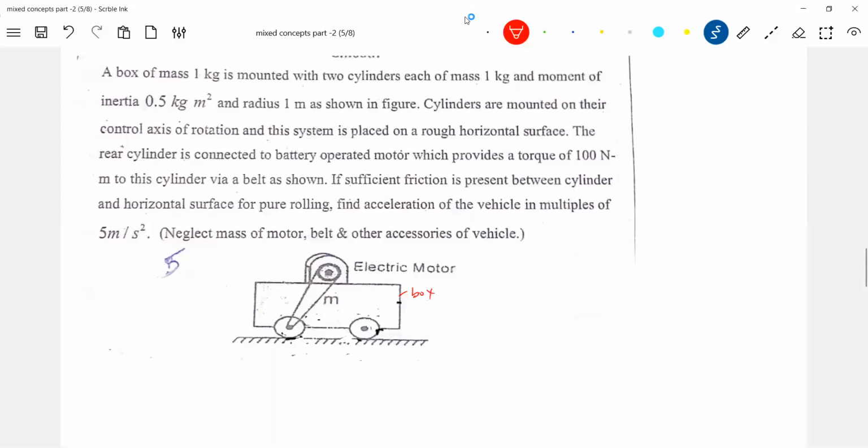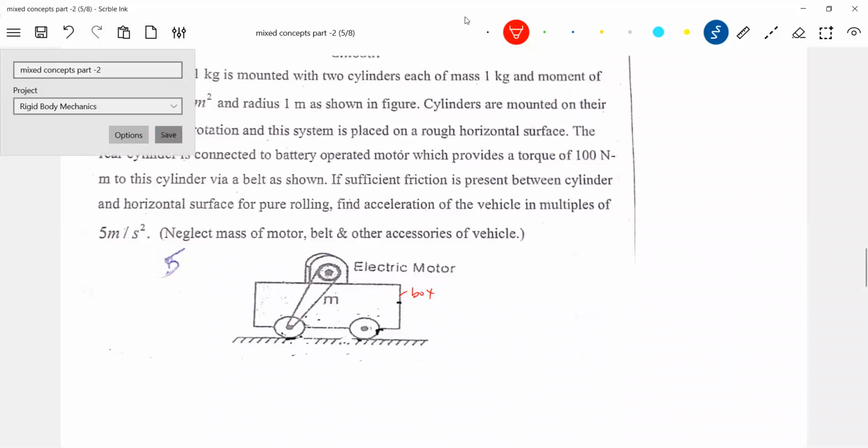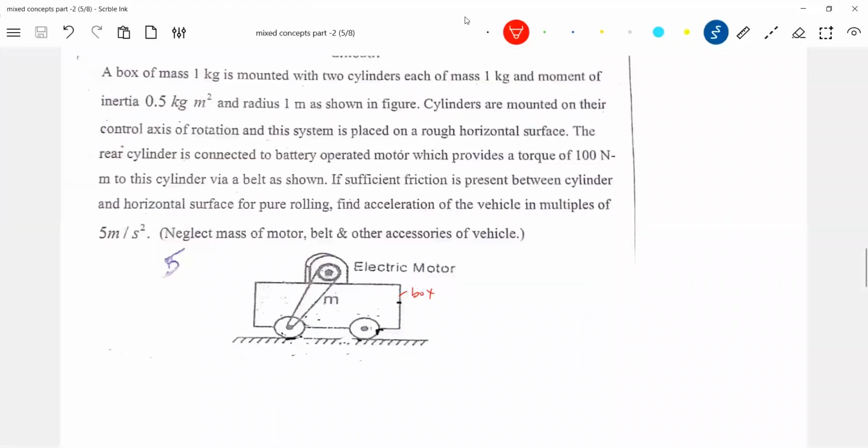Drawing will take more time. And then the mass of the cylinders. Where is the mass of the cylinder? There is the mass of the cylinder, M, this M. Moment of inertia, everything is given, and the radius is also given, 1 meter.